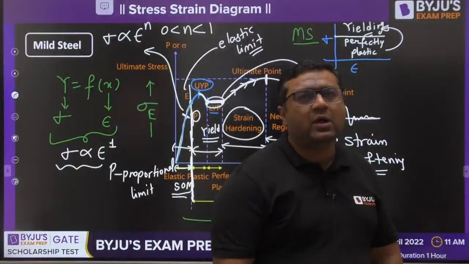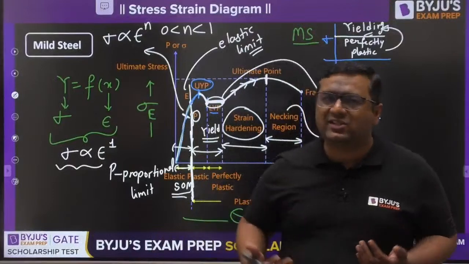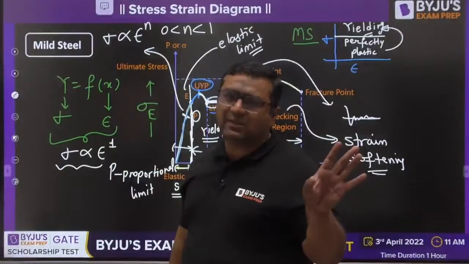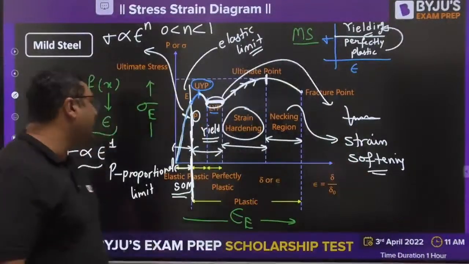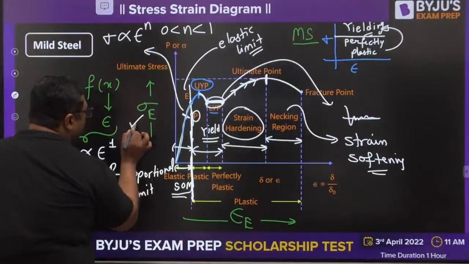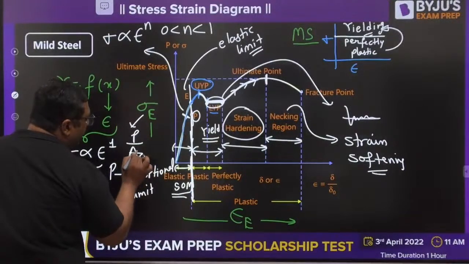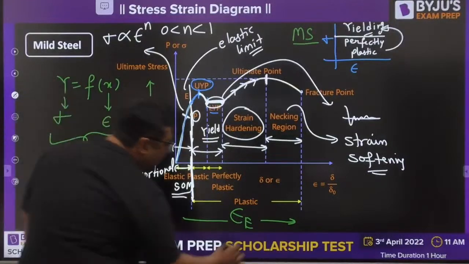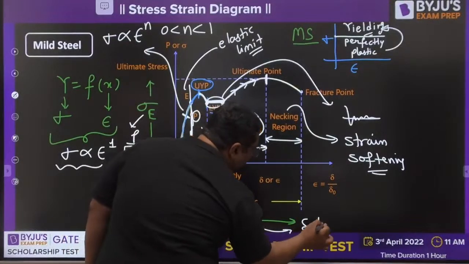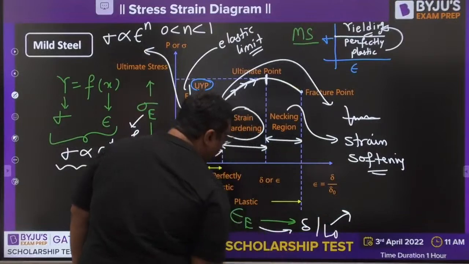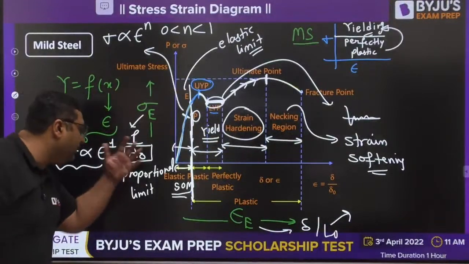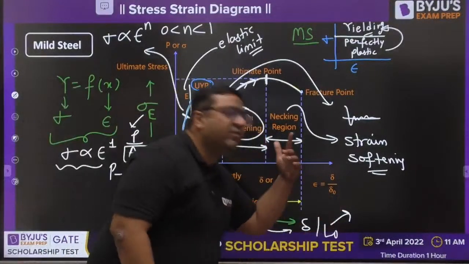Load deformation diagram and stress strain diagram come out very similar, because what you are getting is engineering stress, sigma E, which is nothing but load divided by original area, which is a constant. Engineering strain is nothing but deformation divided by original length, which is again a constant. So my dear, you are just dividing by a constant.